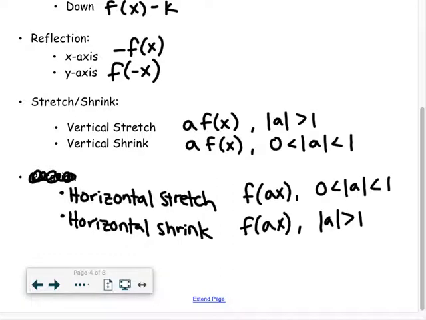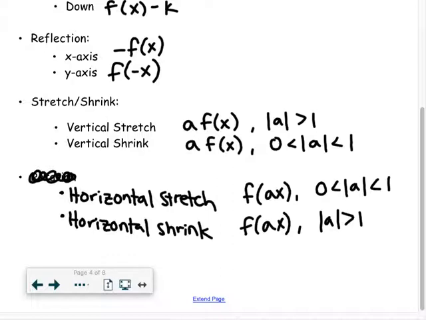And just like the h value, which I always think is the opposite of what I think it should be, like when it's plus, it goes left. When it's minus, it goes right. The same thing is true for horizontal stretch and shrink. It horizontally stretches when A is less than 1, but it horizontally shrinks when A is bigger than 1, which is like the opposite of what I think it should do. And we're going to do stretches and shrinks tomorrow.